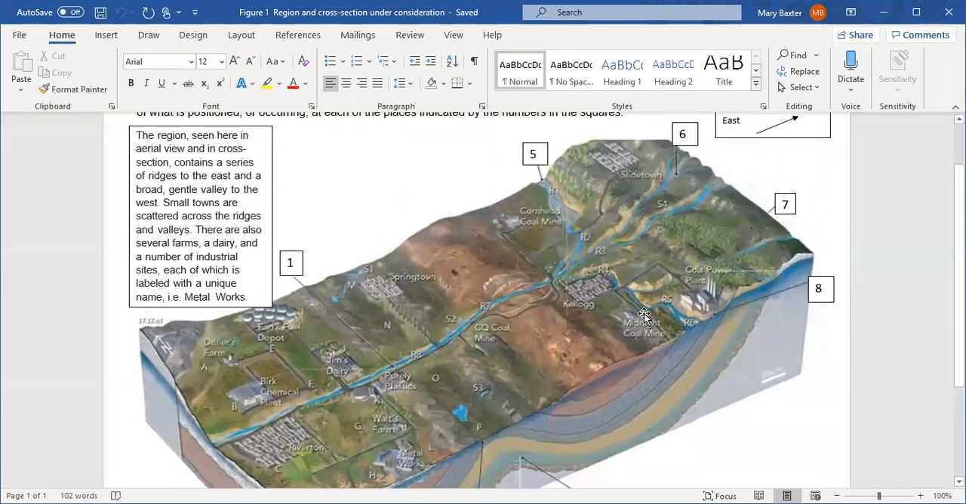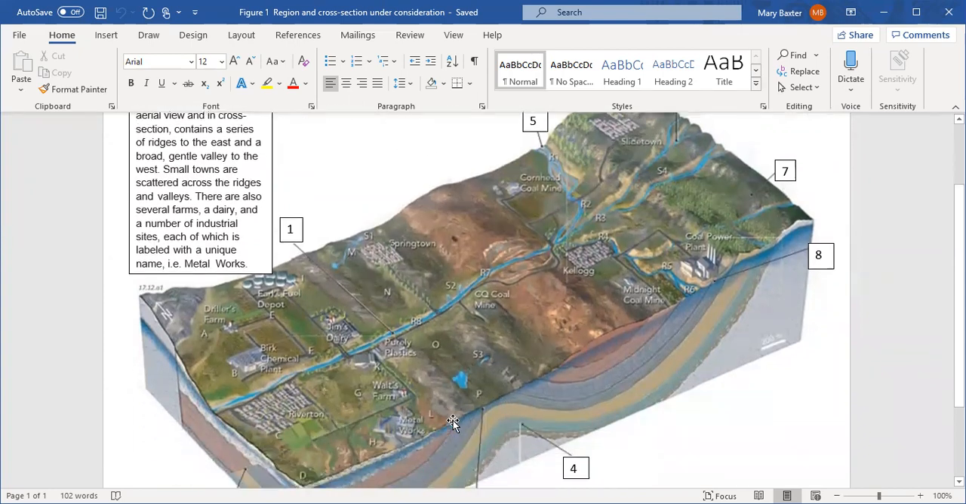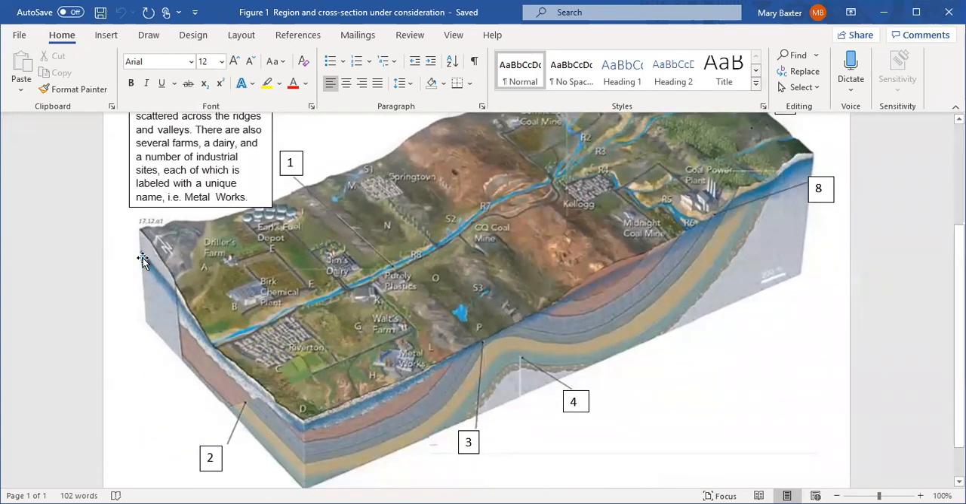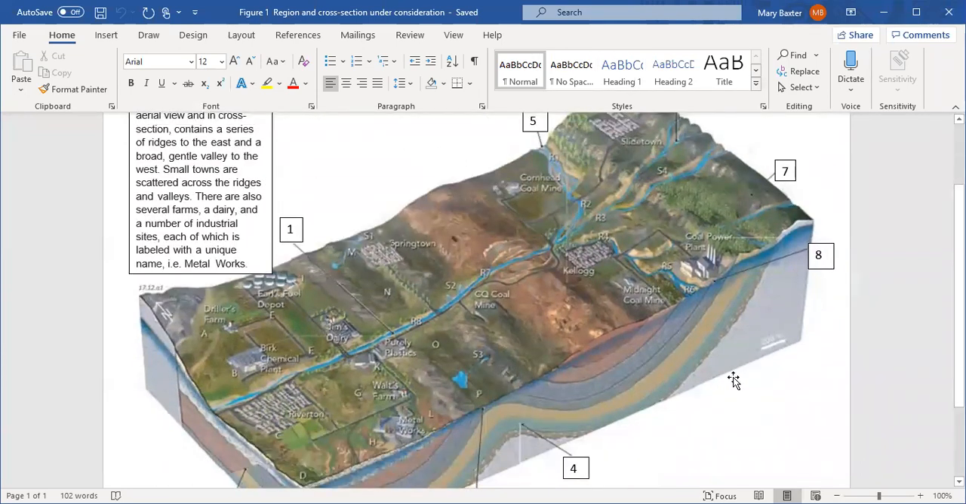Okay, so it will help you if you take the time to look at the descriptions of what's going on at each of these sites so that you kind of have an idea about what's going on over here in the west compared to what's going on over here in the east, etc. Okay? Now, hopefully you can tell by looking at this that the topography, the surface topography, is higher in the east than it is in the west.